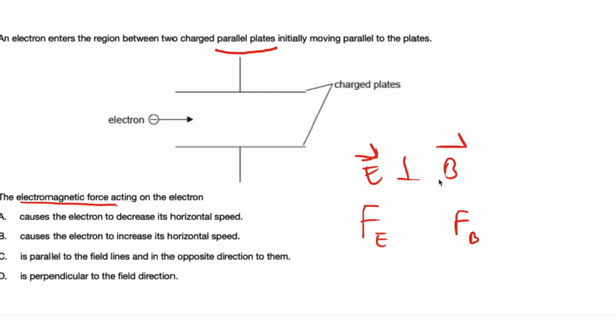So it's not going to cause the electron to decrease its speed, because the electron is initially moving parallel to the plate, which means the net force is equal to 0. So the force due to the electric field is equal to the force due to the magnetic field. So the horizontal speed will not be increased as well, since the net force is equal to 0. It's parallel to the field line and in the opposite direction of them.